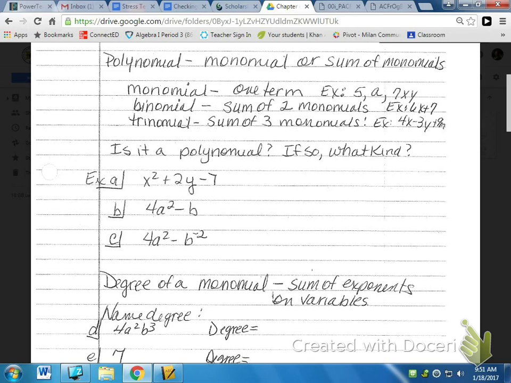Example A, x squared plus 2y minus 7. Are you thinking it's a polynomial or not? Yes, definitely. And if we said yes, what kind is it, Octavia? Trinomial. All right, B. What about 4a squared minus b? What do you think, Avery? Yes, and what kind is it? Binomial.